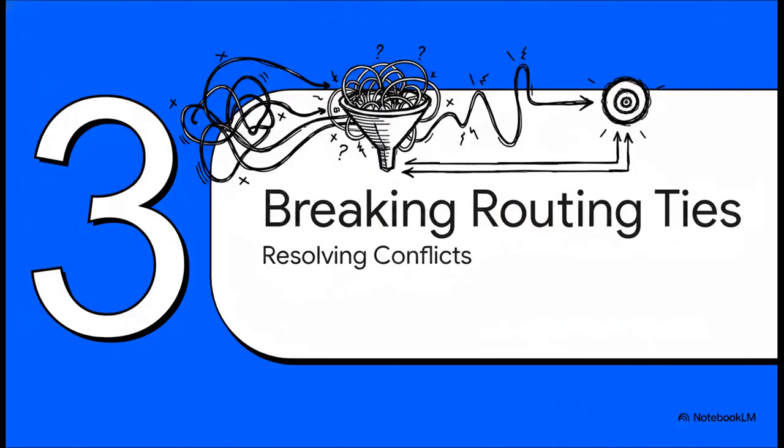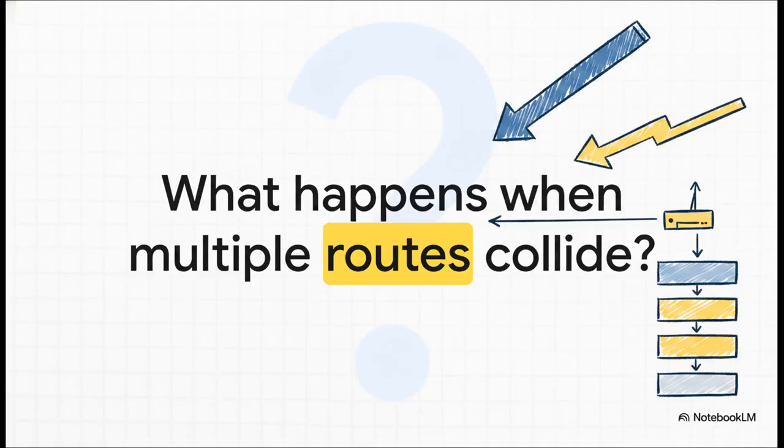All right, on to Section 3, Breaking Routing Ties. But what happens when that nice, neat funnel gets messy? In complex networks, it's incredibly common to have multiple paths that all lead to the exact same destination. So if the router has 3 different routes, all claiming to be the absolute best way to reach a destination IP, how does it break the tie? Well, it relies on a very specific hierarchy of attributes.